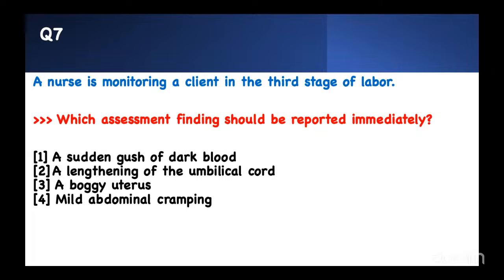Mommy is going to have mild cramping pain as you deliver the placenta. So, which one should you report immediately? Number 3. I'm trying to break it down so that you can understand that.